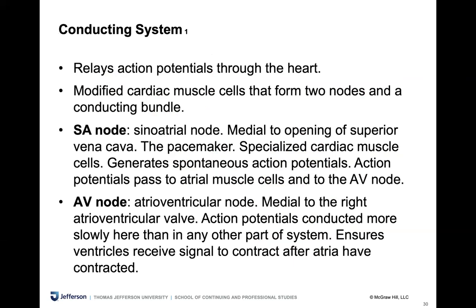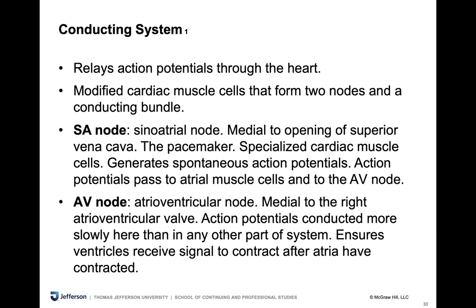Now, the conducting system, this is going to relay action potentials through the heart. Modified cardiac muscle cells that form 2 nodes and the conducting bundle are going to initiate the conducting system. These modified cardiac muscle cells are referred to as pacemaker cells, and there are 2 types. You have the SA node, which stands for sinoatrial node, and the AV node for atrioventricular node. The SA node is medial to the opening of the superior vena cava. This is the primary pacemaker of the heart.